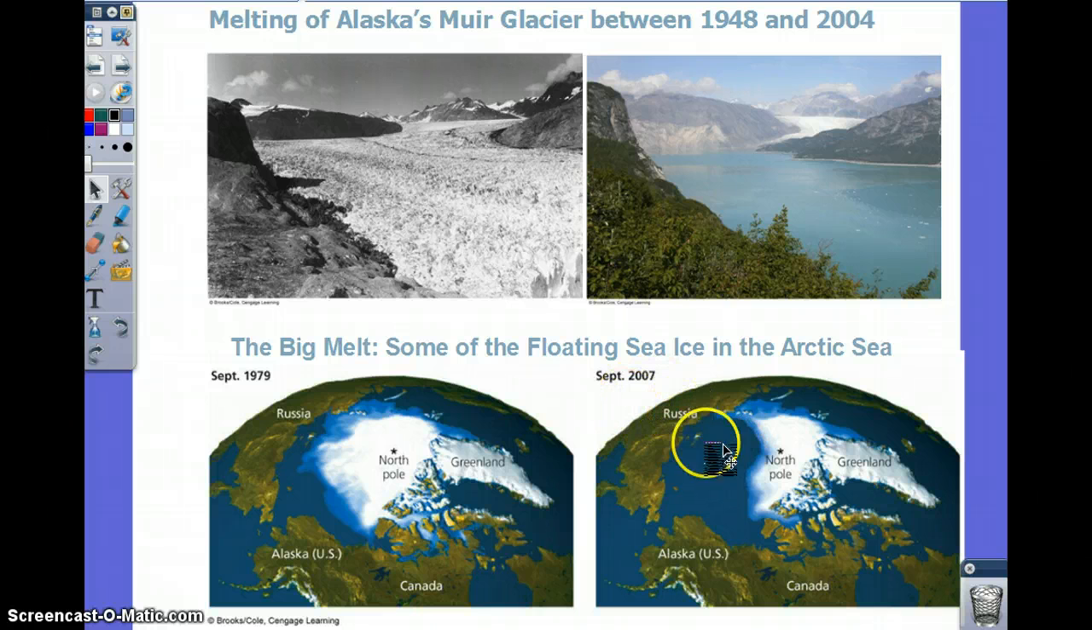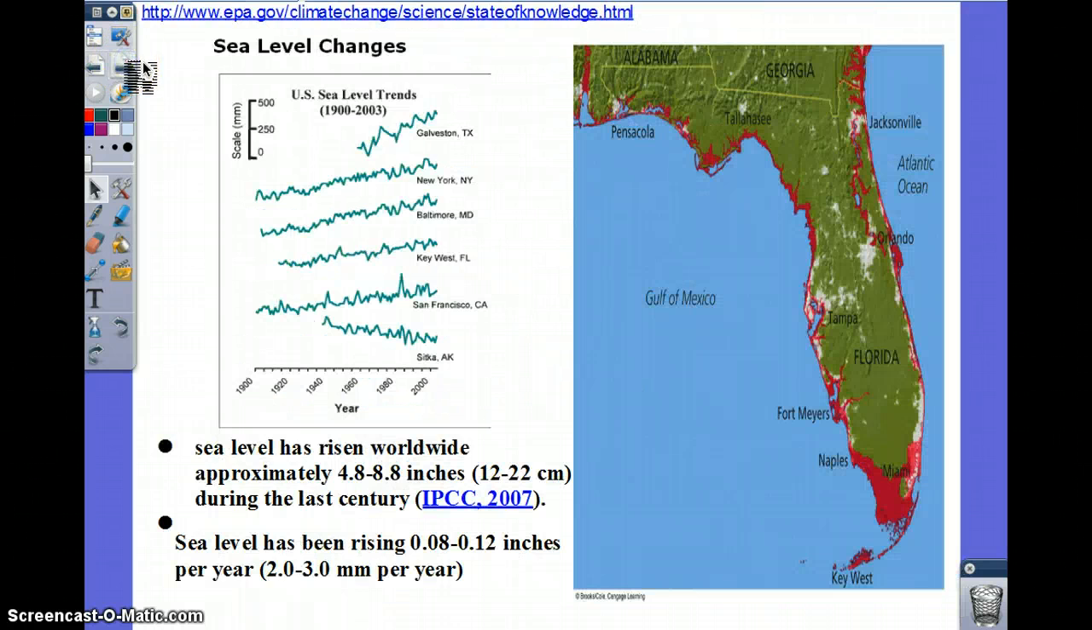It's important that scientists focus on melting within a certain period because you expect the temperatures to be the same at certain times of the year. This is a significant difference in time. And if you look at this point right here, you see a significant reduction in sea ice in the Arctic Sea. Sea levels. Here's just a graph on trends between the 1900s and 2003.